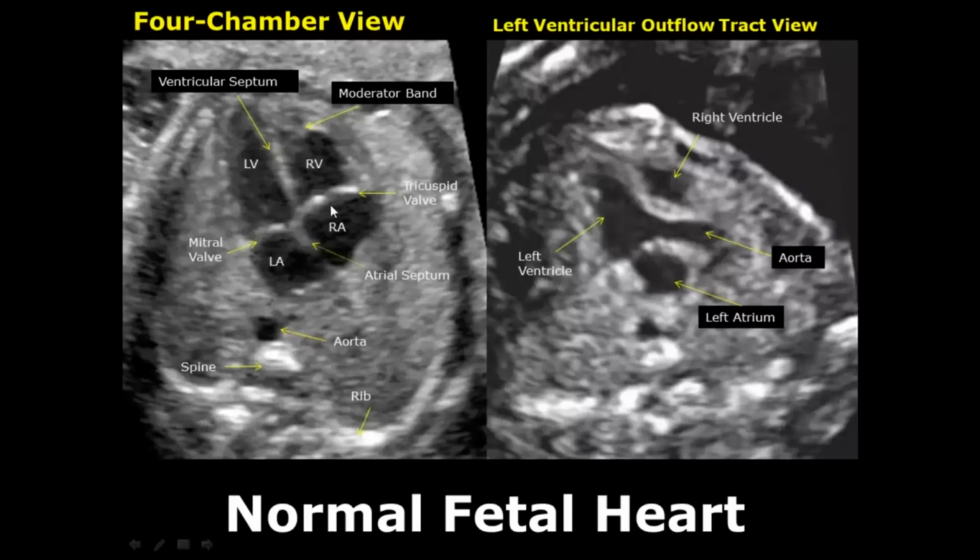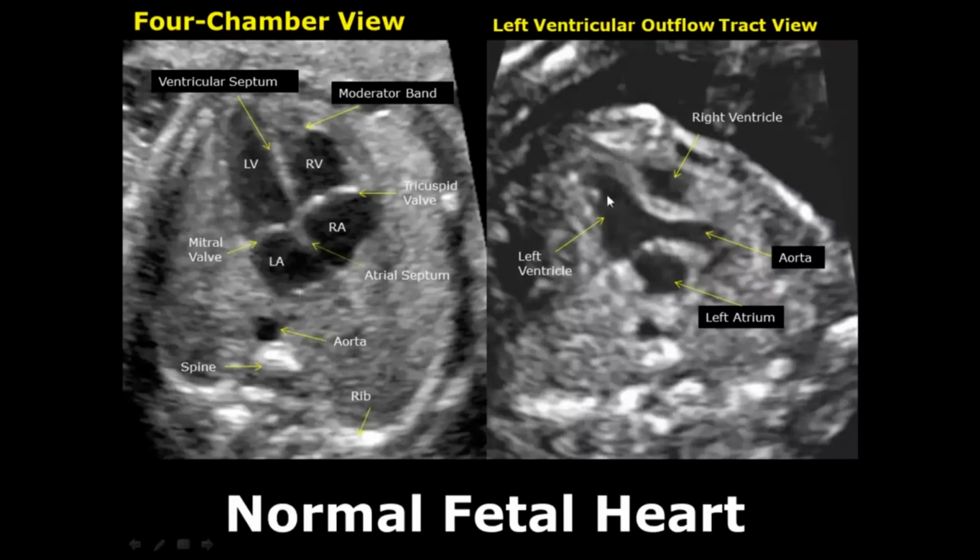Here is the moderator band in the right ventricle, and this circular anechoic structure is the descending aorta. Always remember, the aorta will be very near to the left atrium. So when we locate the aorta, the nearest chamber will be the left atrium.